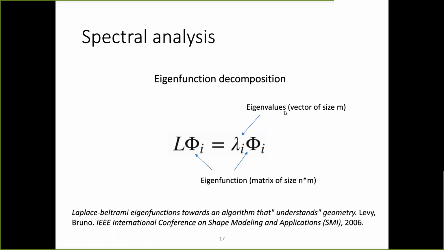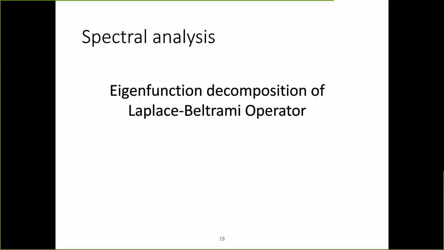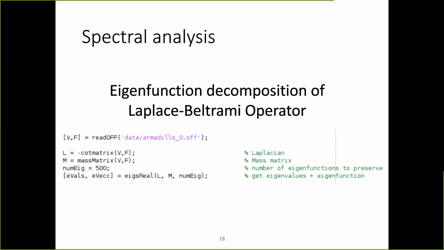And so the eigenvalues are just a linear vector. And your eigenfunction would have the size of your vertices multiplied by your number of eigenvalues, basically. So how many do you want? And basically you can just solve this in MATLAB, and it gives you your spectral information about your Laplacian. So at this point, I was thinking I should just call my talk the eigenfunction decomposition of the Laplace-Beltrami operator, just to sound a bit smart, and it's a bit scary. But what it actually means is actually very simple.